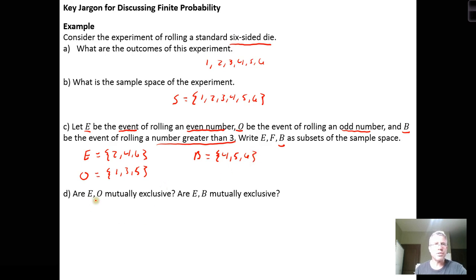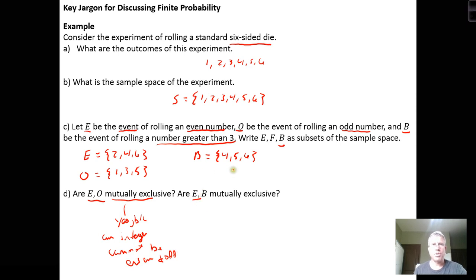And then we could ask questions like, are the events E and O mutually exclusive? And the answer is yes, because you can't be both even and odd. An integer cannot be even and odd.